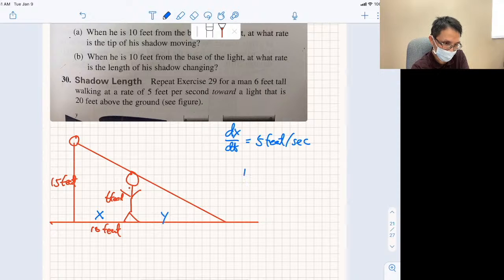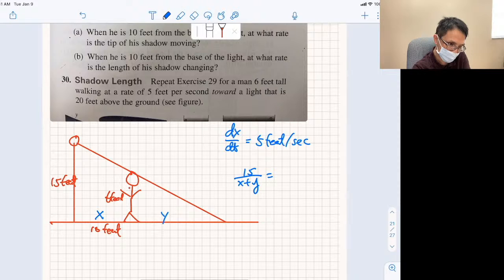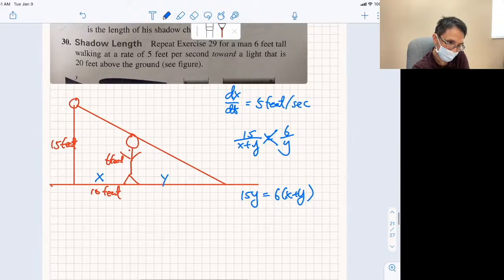Good. So I will do it as 15 over x plus y. Does that make sense? Because that's this triangle. So it'd be 15 over x plus y, and the other one is going to be 6 over y. Now I'm going to do something called cross multiply. That's going to be 15y equal to 6 times x plus y, maybe 6x plus 6y. Oh, my bad. 15y equal to 6x plus 6y.